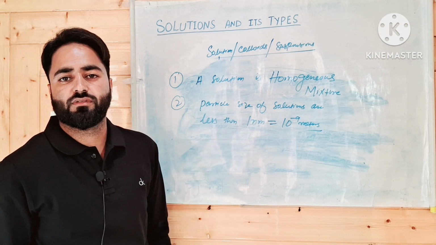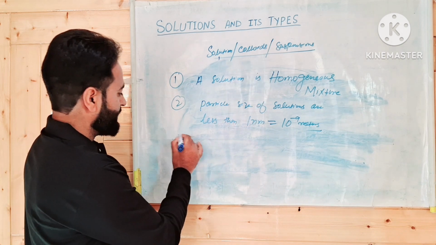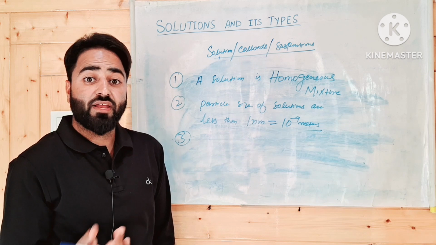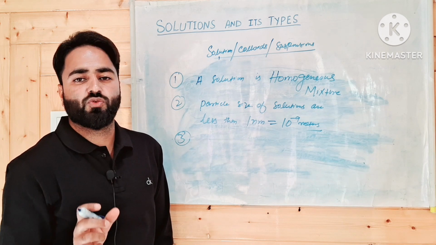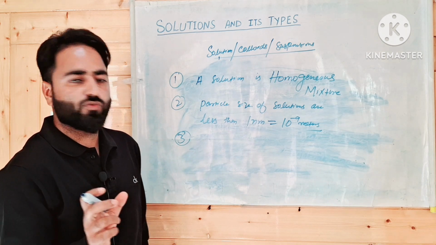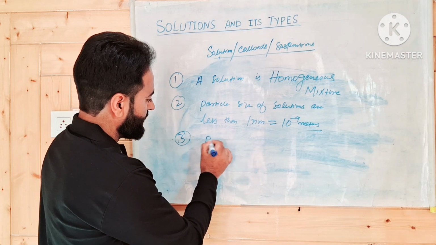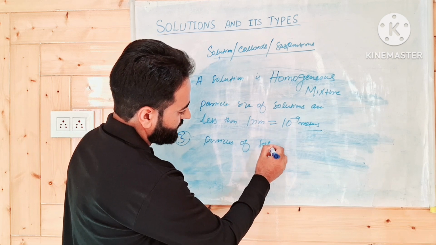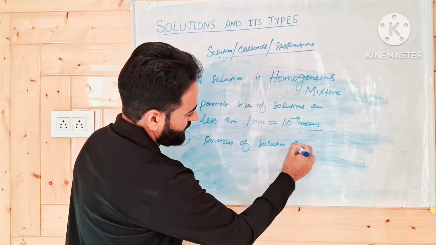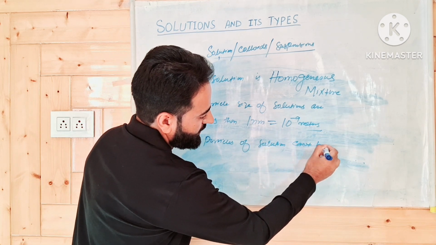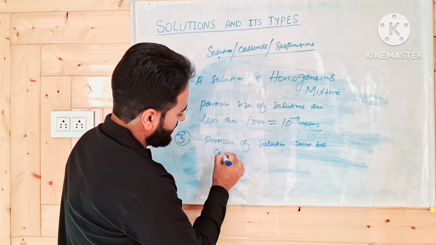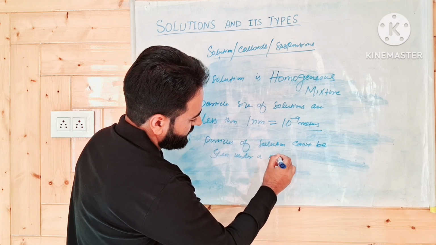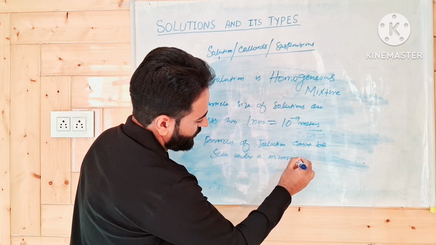The third point is the particles of a solution cannot be seen even under a microscope because they are extremely small. The particles of a solution can't be seen under a microscope.